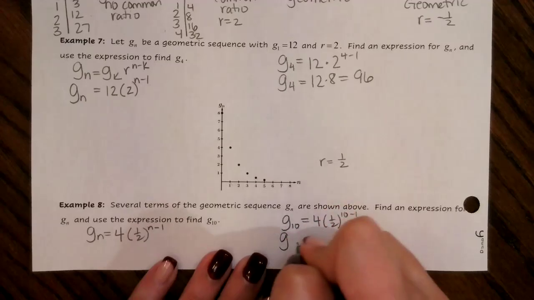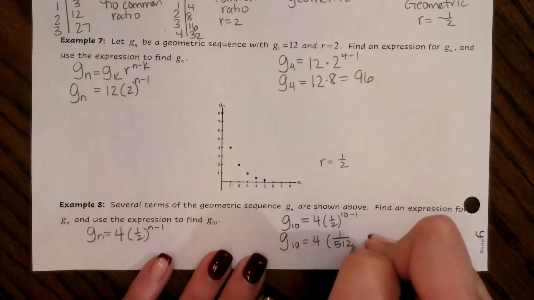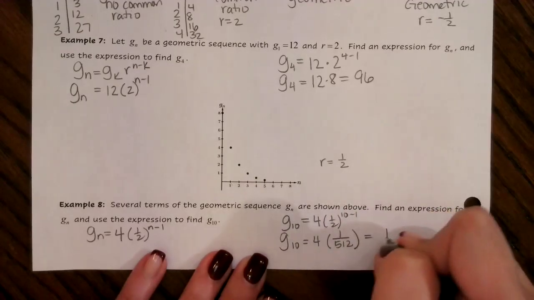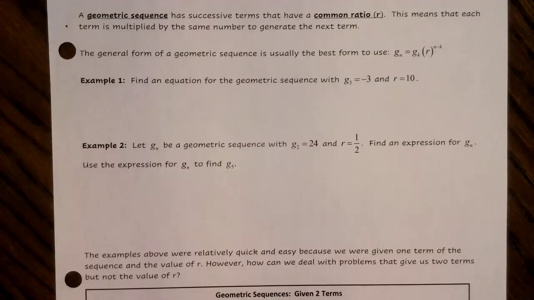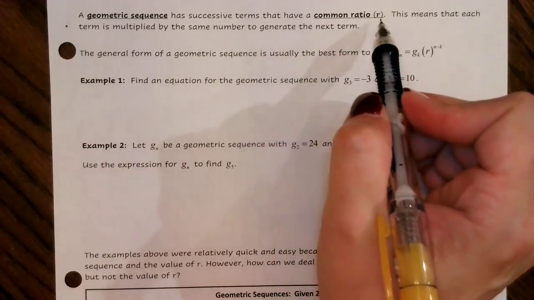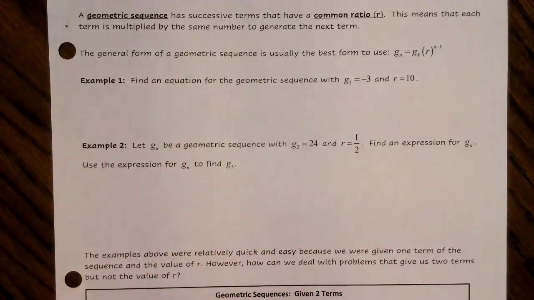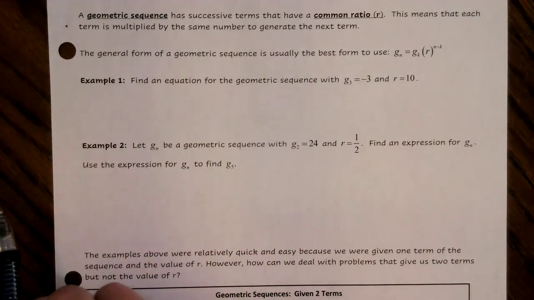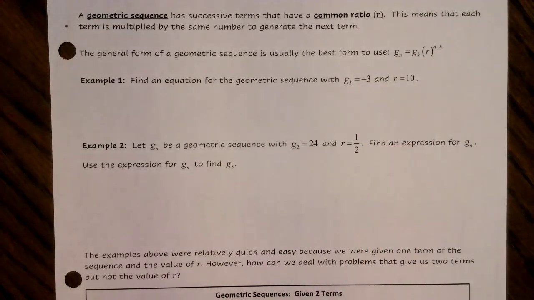All right, and so now we're just going to calculate that. And so we get 1 over 128. All right, so just to reiterate, a geometric sequence has successive terms that have a common ratio, r. This means that each term is multiplied by the same number to generate the next term. And so our general form of the equation right here, that's the one that you want to make sure that you know as you start writing these.